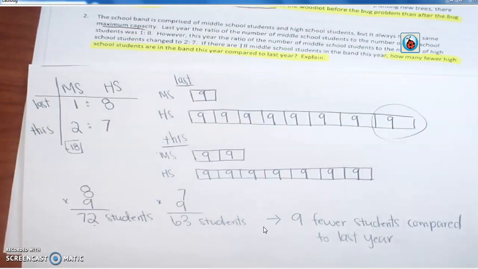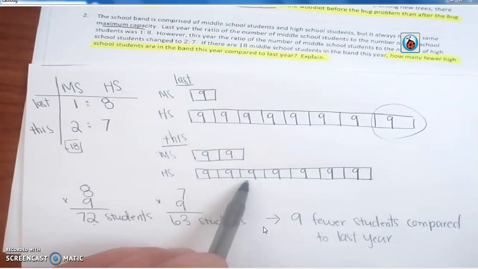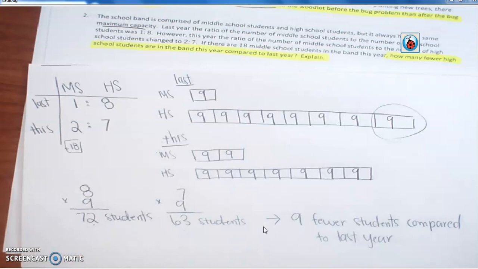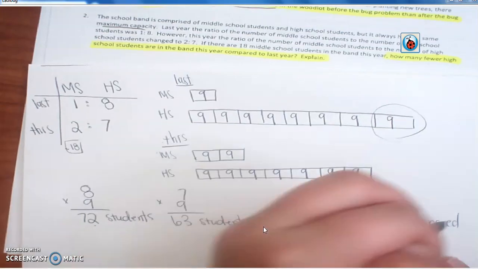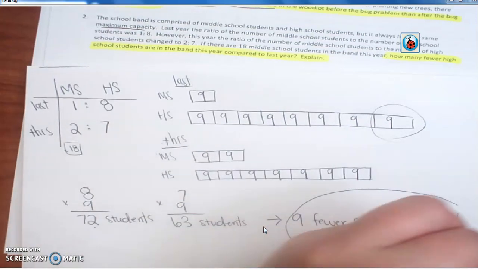And then since the number of students in band did not change from last year to this year, the total number of students, we felt good putting a 9 in every box for last year and this year. Okay, that was the hard part. And then we had to figure out what is the question actually asking us. And this is what it was asking us.